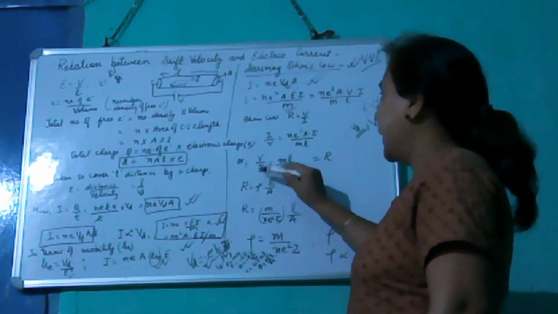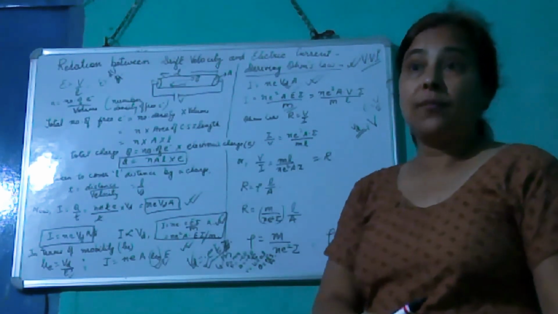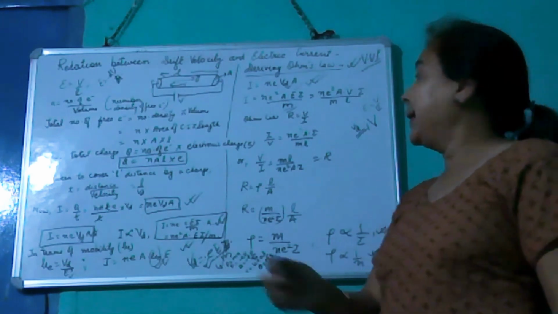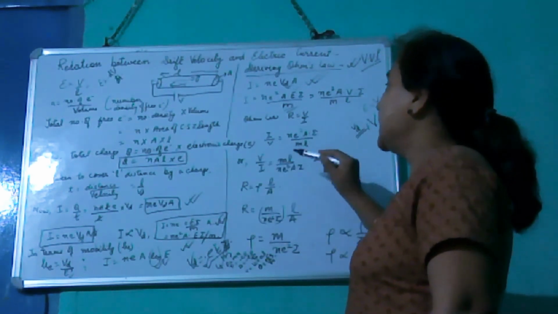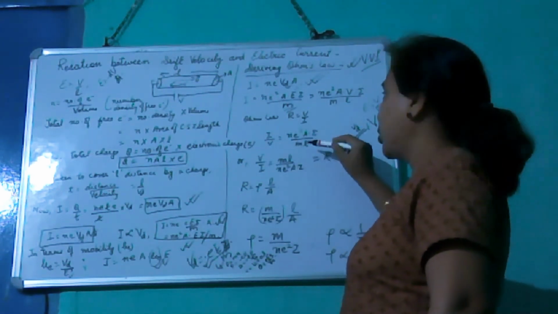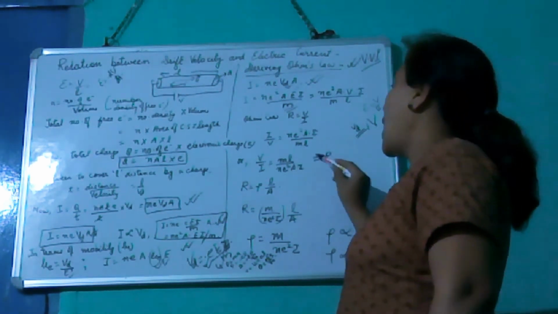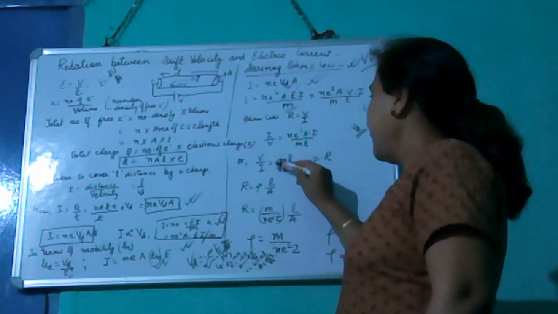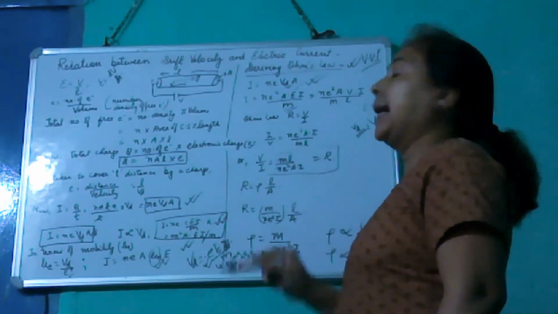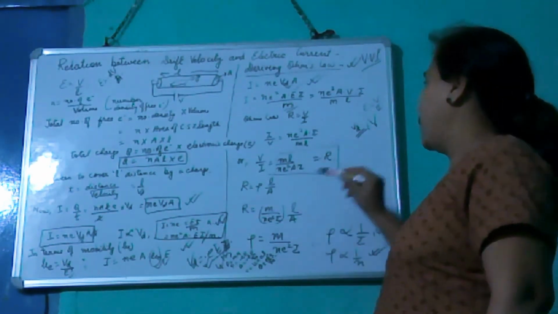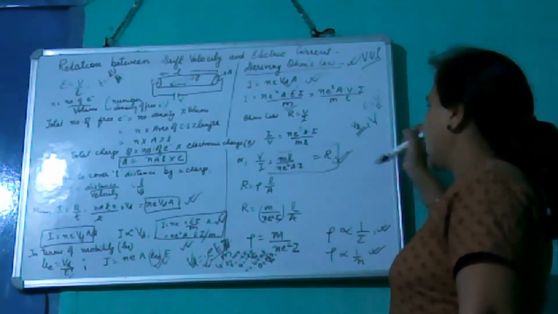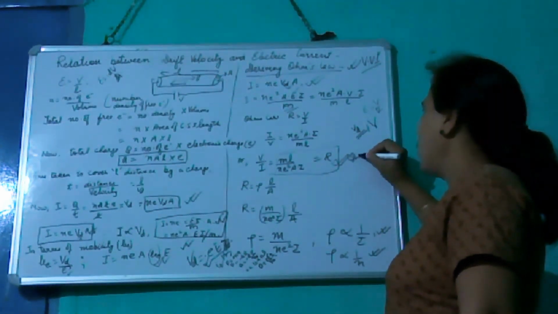So V upon I, because we need to write in terms of Ohm's law, V is equal to IR. So V upon I is equal to, just reciprocating here, m L upon n e squared A into tau. So R is equal to m L upon n e squared A tau. This is Ohm's law in terms of relaxation time.